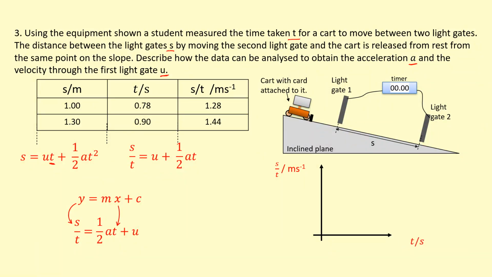So this means I'll get a straight line with a positive intercept. The gradient is going to be equal to half a, and the y-intercept is going to equal the initial velocity like this.